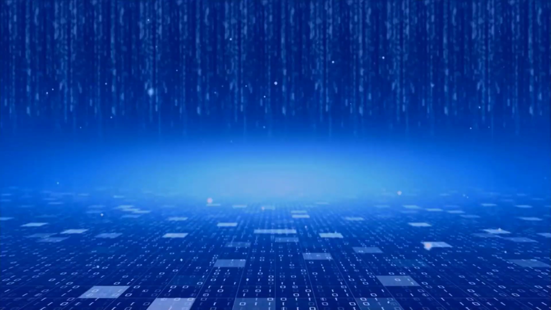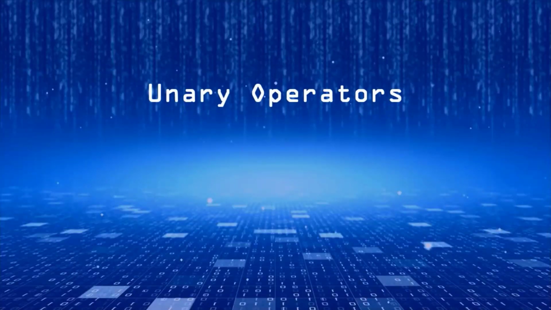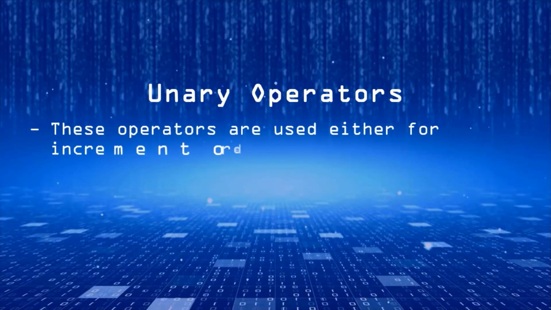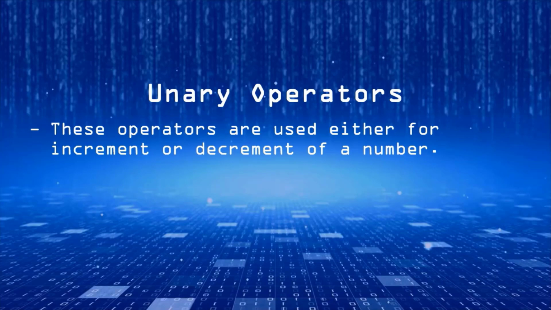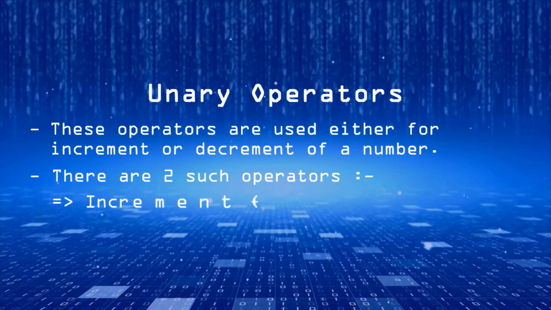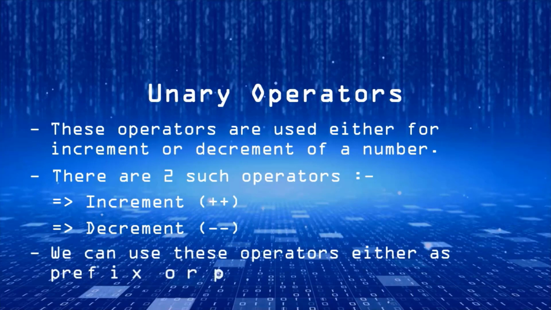So the next type of operators are unary operators. These operators are used either for increment or decrement of a number. Pretty simple. There are just two such operators, which are increment, that means plus plus, and decrement, minus minus. We can use these operators either as prefix or postfix. Prefix means you can add them in front of the variable, that means plus plus x, and postfix means behind the variable, that means x plus plus.